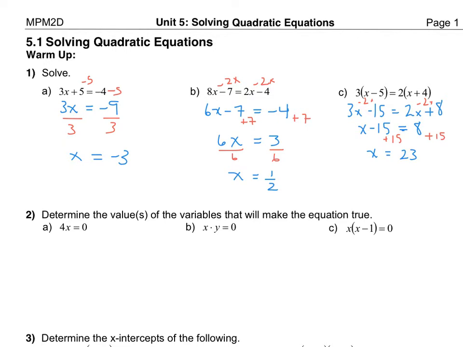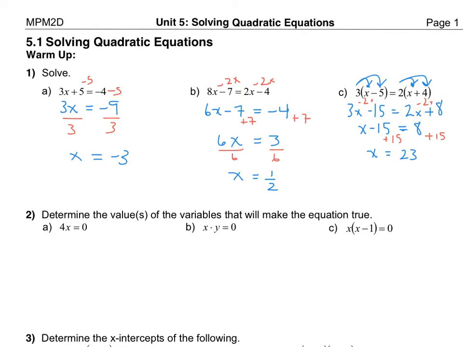Part C, you need to expand first, multiply the 3 through the bracket, multiply the 2 through the bracket, and then you get your variables on the same side. I subtracted 2x from both sides first. And then after that, I added 15 to both sides and I got x equals 23. So hopefully we agree with our answers there.